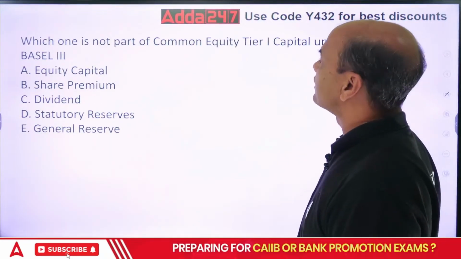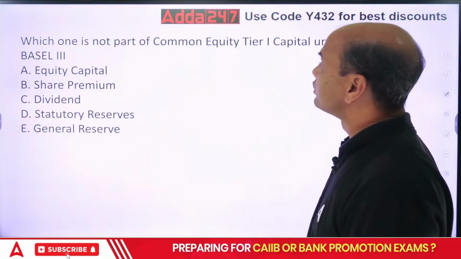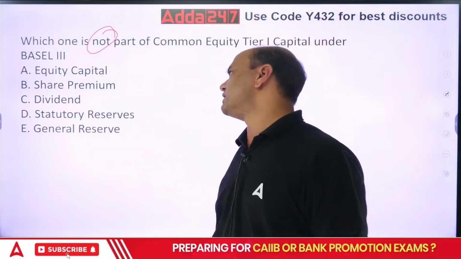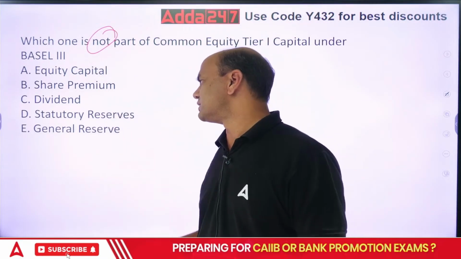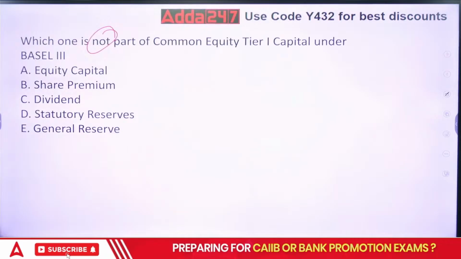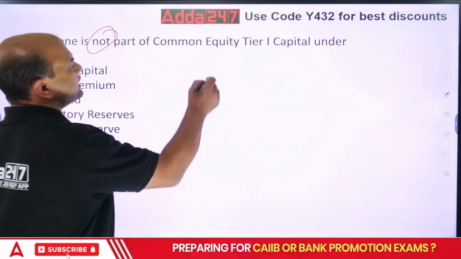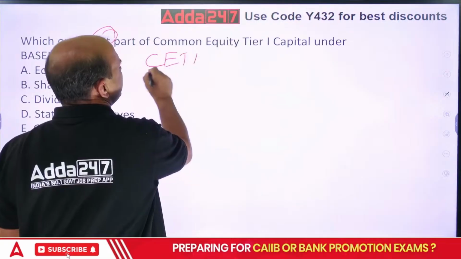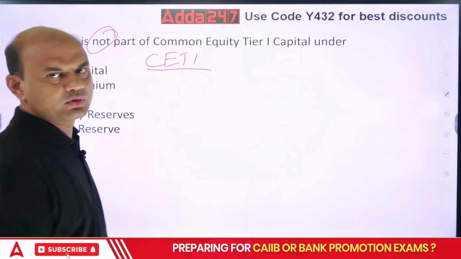Which one is not the part of common equity tier 1 capital under Basel II? Kindly note the question, not. Not the part. Equity capital, share premium, dividend, statutory reserves and general reserves. Not the part. Pay attention. Yes, not the part. Kindly note, what does tier 1 include? CET1, common equity tier 1, will include basically 4 elements. What are the 4 elements?